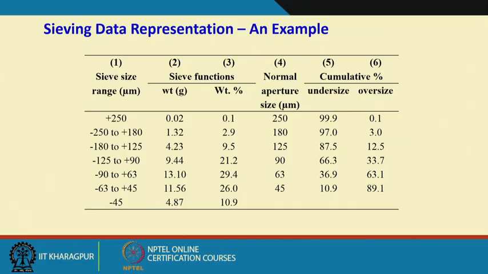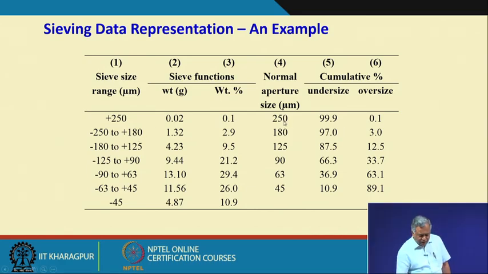There are many ways of doing it, but in this example I have taken a normal aperture size. Normal aperture size means the finest one. So here that is the 250, I have no other alternative. So I use 250, in this case I use 180, this is 125, like this, here it is 90, here it is 63, here it is 45.